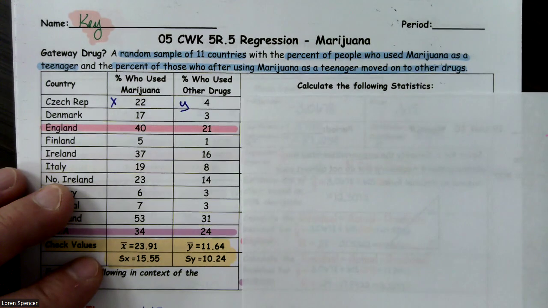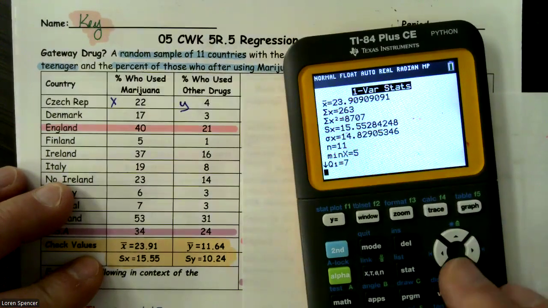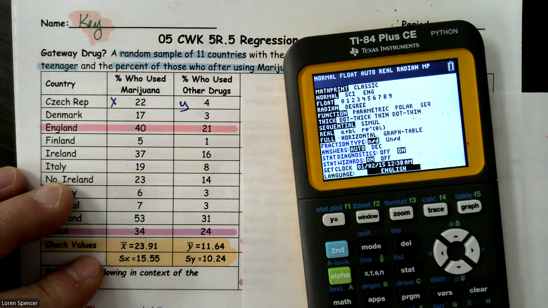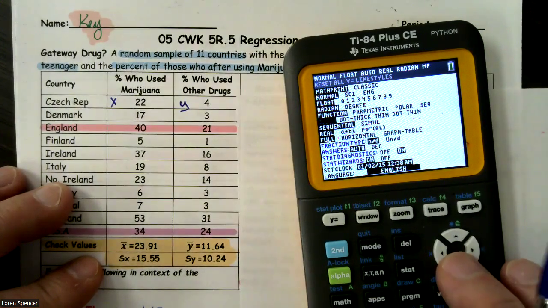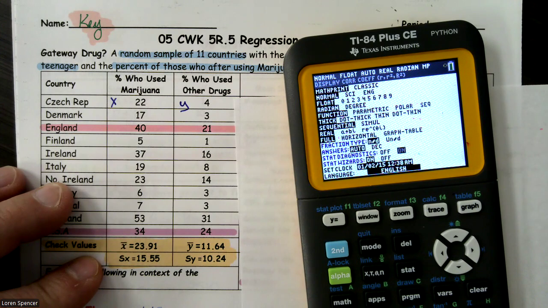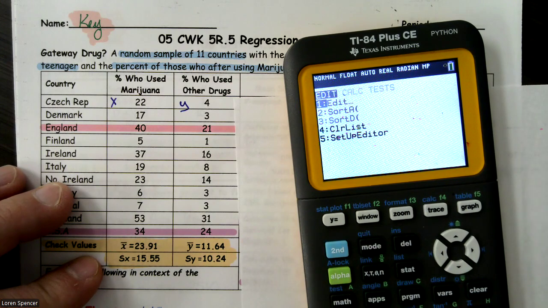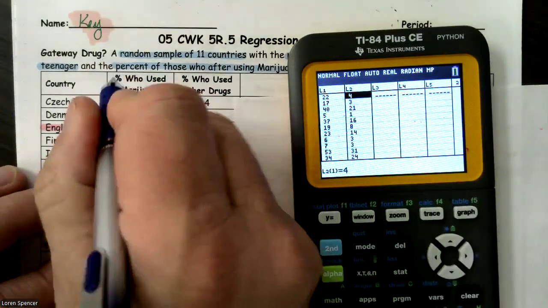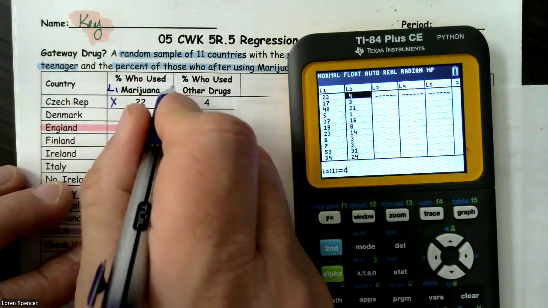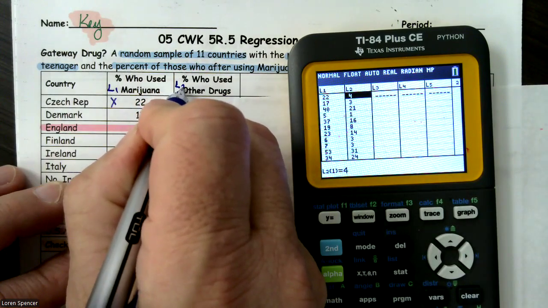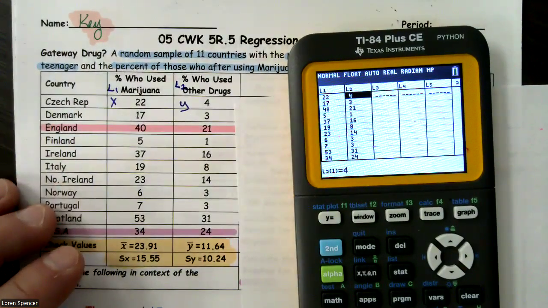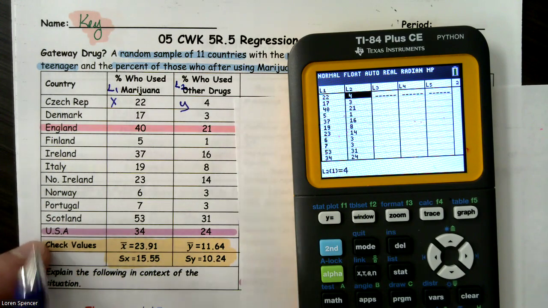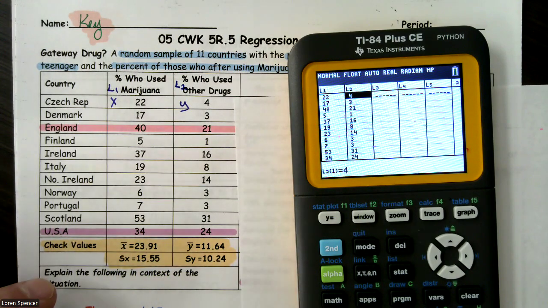So the very first thing I'm going to do is go back to my calculator and make sure that I have everything set up. I'm going to go mode and scroll down and make sure stat diagnostics is on. And I definitely want to be a stat wizard. It's on. All right. I'm going to quit out of that. I'm going to go to stat edit, and I'm going to take a moment and enter all of the marijuana use into L1 for my X's and the other drug use into L2 for my Y. Okay. And we can see that we have 11 countries marked up there.